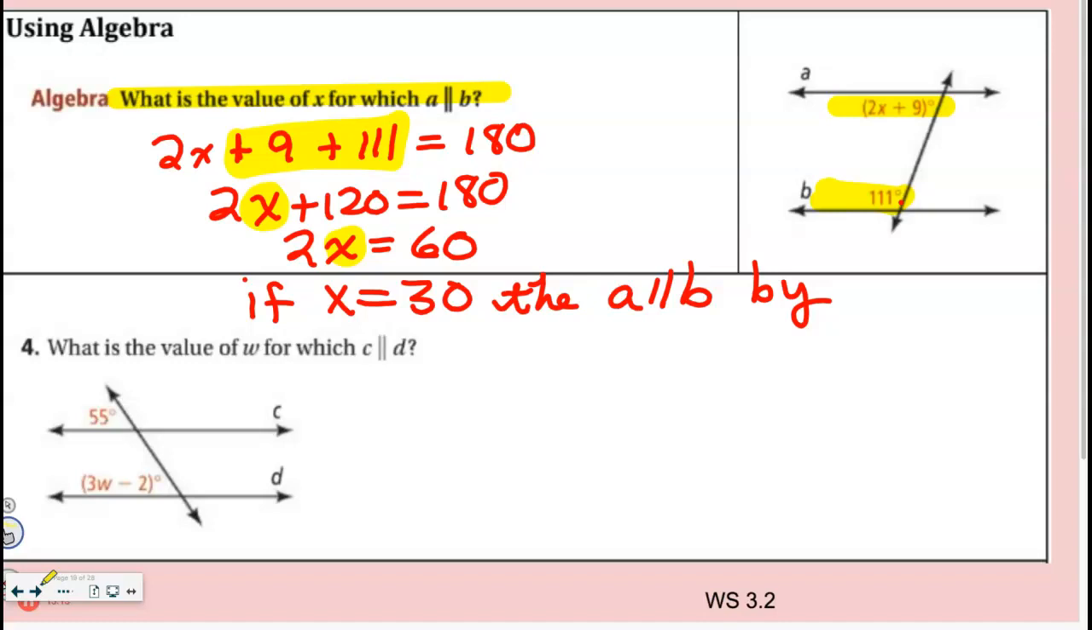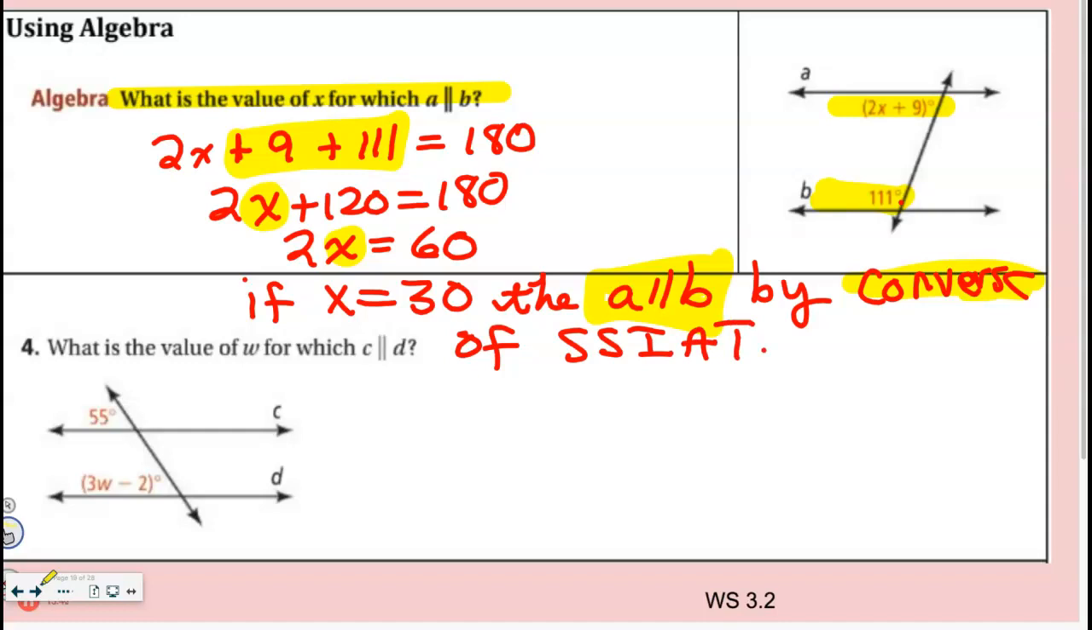Go ahead, Courtney. They're same side interior. So, be careful you don't write same side interior angle theorem. Because we're concluding parallel, you're going to put in that word. What word? Converse. There we go. Converse of same side interior angle theorem.